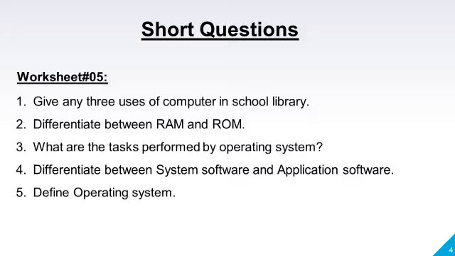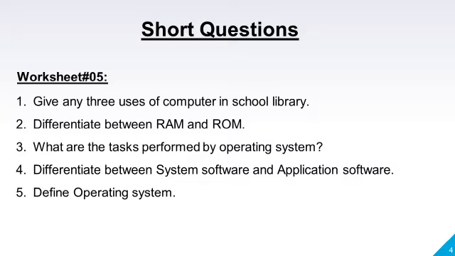There are 3 different types of ROM. These are PROM, EPROM and EEPROM. PROM stands for programmable read-only memory, EPROM stands for erasable programmable read-only memory and EEPROM stands for electronically erasable programmable read-only memory.